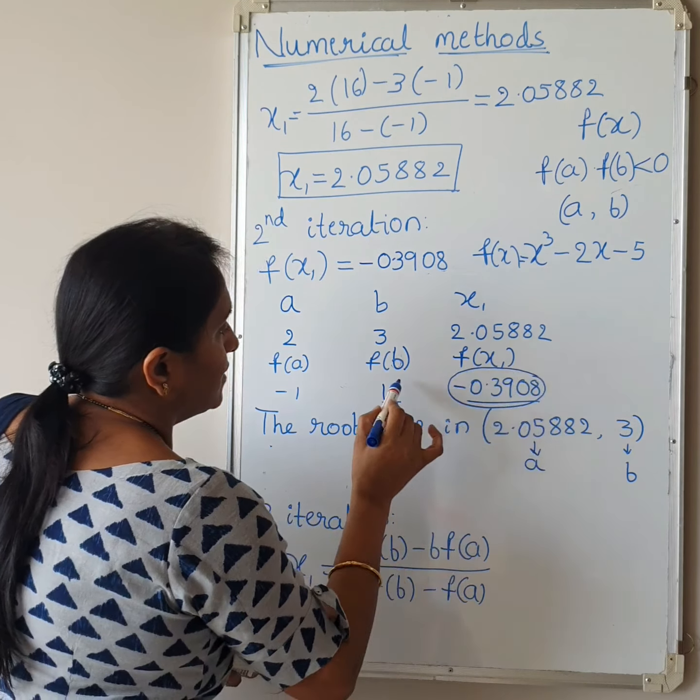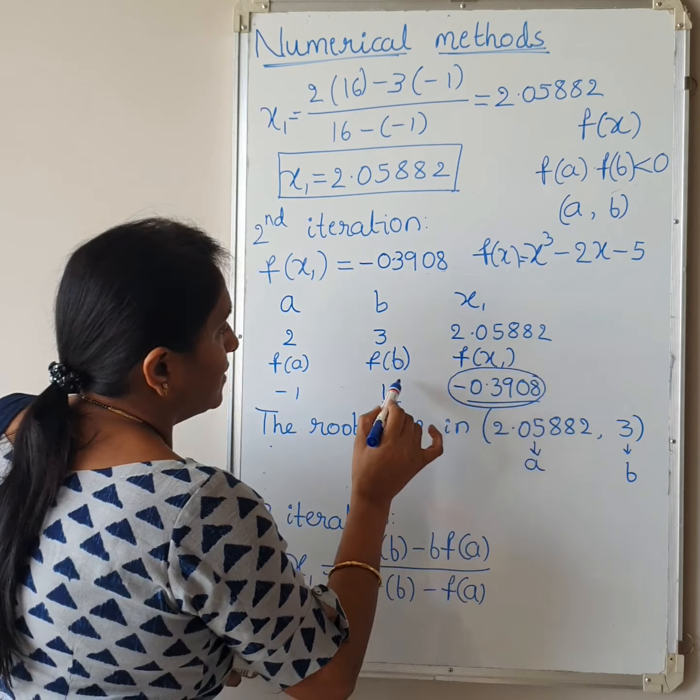Okay, so A is equal to 2, B is equal to 3, f of A, that is f of 2, is equal to minus 0.5979, f of B, that is f of 3, is equal to 0.2314. First iteration, Regula Falsi method. What is the formula? x1 is equal to A f of B minus B f of A divided by f of B minus f of A. We'll substitute these values.